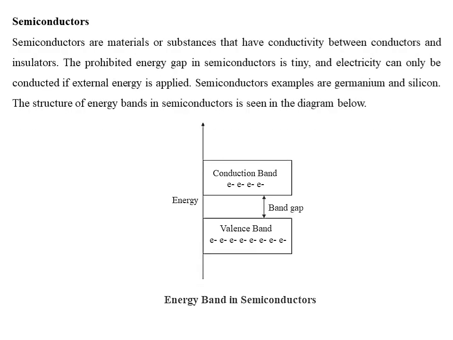Semiconductors. Semiconductors are materials or substances that have conductivity between conductors and insulators. The prohibited energy gap in semiconductors is tiny, and electricity can also be conducted if external energy is applied. Semiconductor examples are germanium and silicon. The structure of energy band in semiconductors is given in the diagram below.